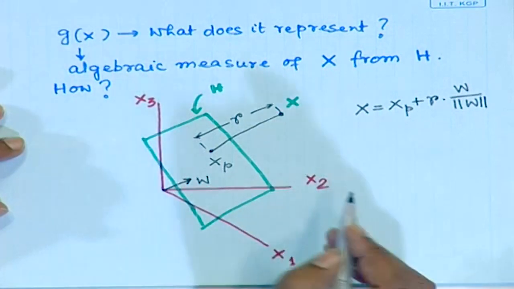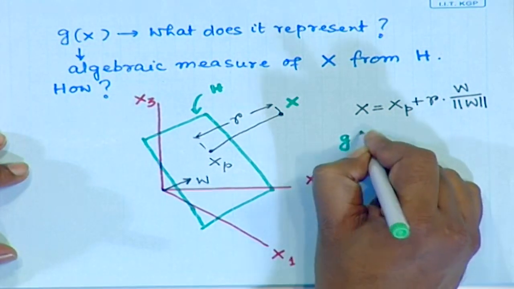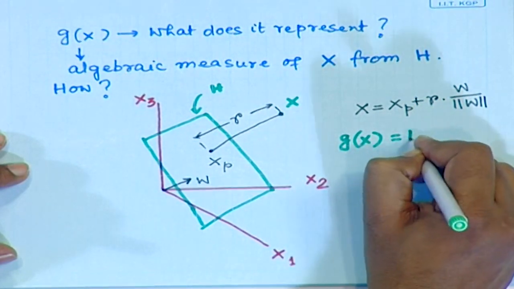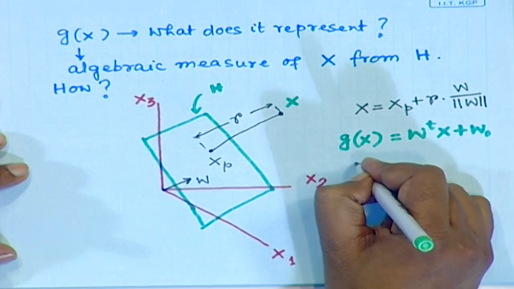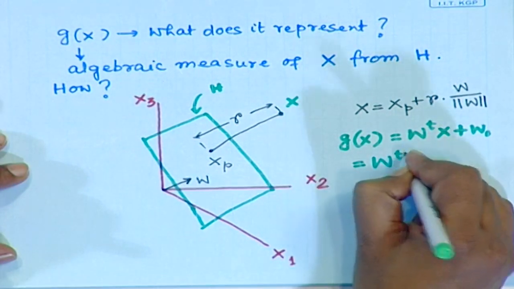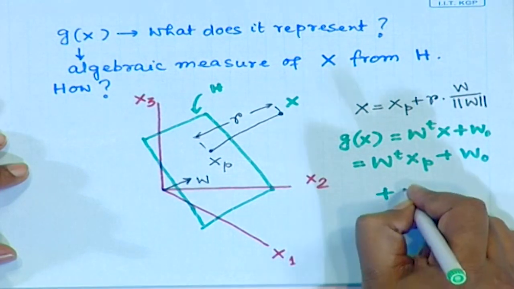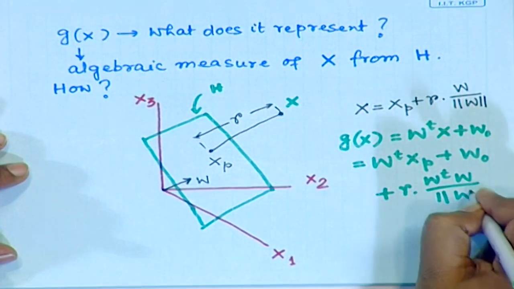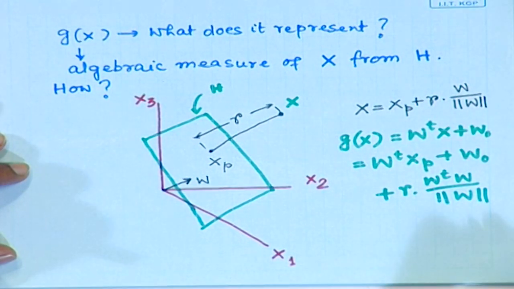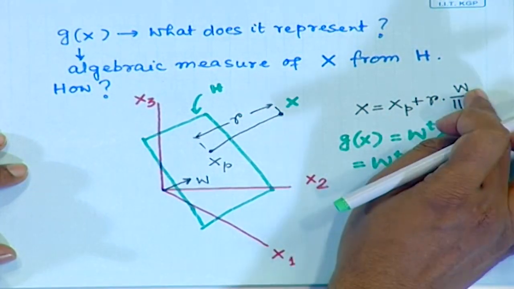Okay. So, I can write it in this form, and when I write it like this, then what is g x? g x is nothing but w transpose x plus w naught, which in this case will be w transpose x p plus w naught plus r into w transpose w upon mod of w. Is it okay? I am simply replacing this x by x p plus r into w upon mod of w.